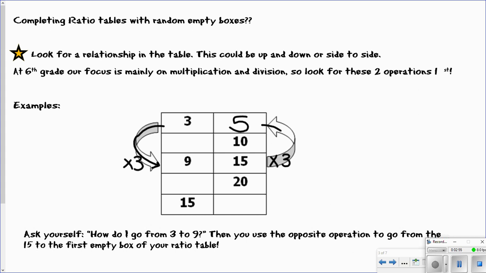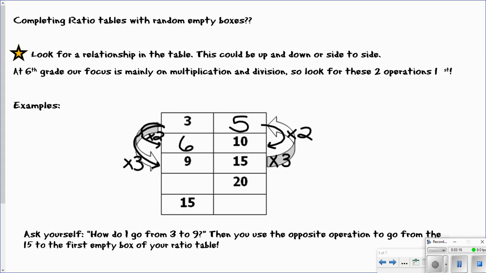Always look for 2 numbers that you know. In this case, I know 5 and 10. 5 times something gives me 10, that's times 2. And remember, at the same level, we'll be multiplying by the same number. So over here with the 3, we can go back and fill in this missing box by multiplying 3 times 2, which is 6.